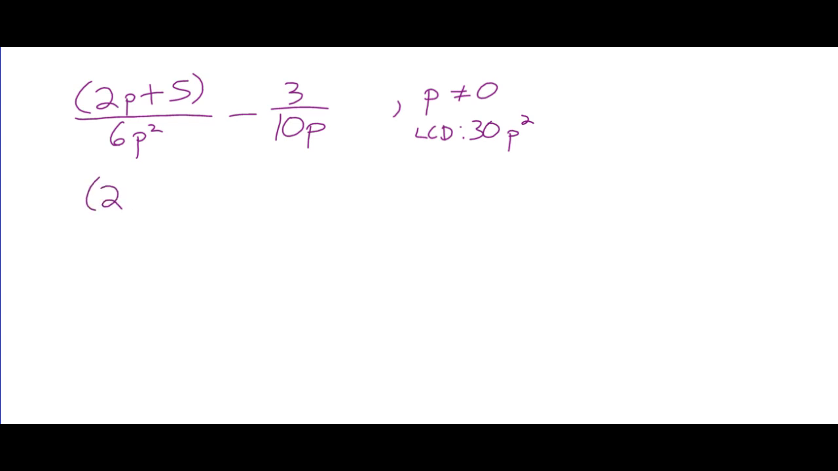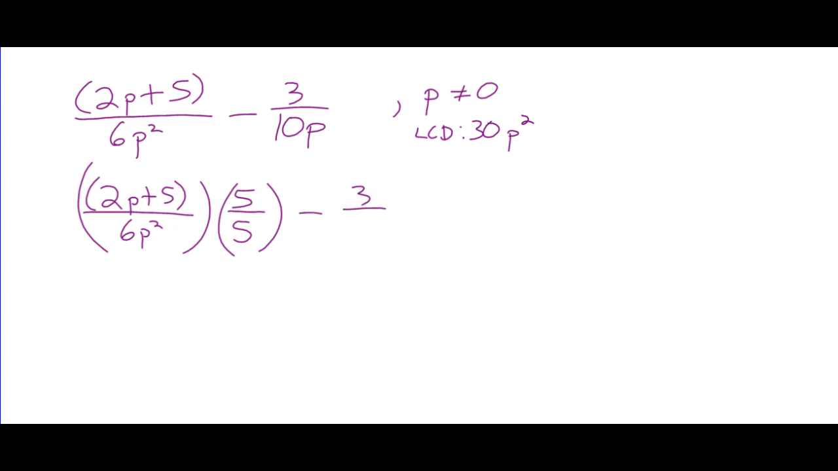Okay, so we got 2P plus 5 over 6P squared times. So to get 30P squared, I just need a 5, right? 6 times 5 will give me 30. I've already got the P squared. Minus 3 over 10P. So 3P and 3P. Okay, so that'll give me 30P squared.